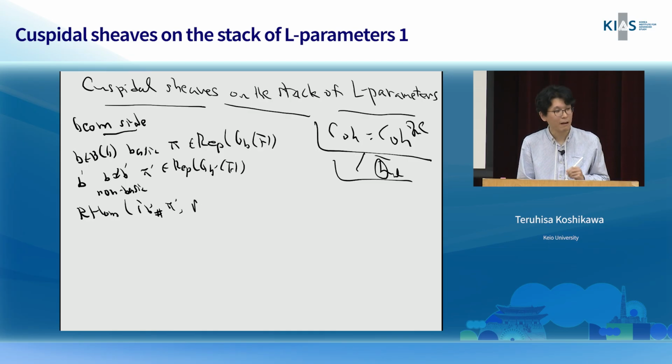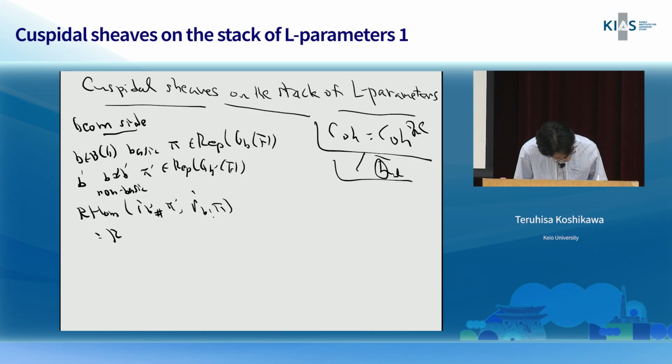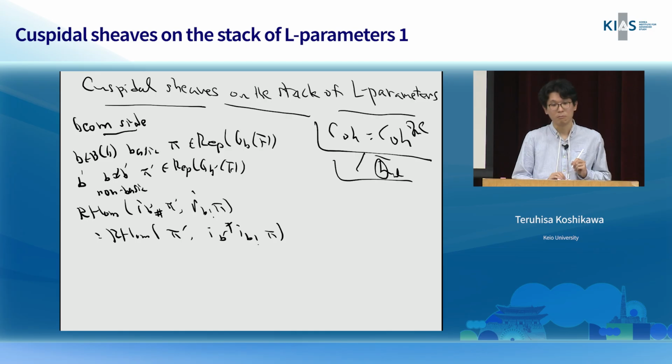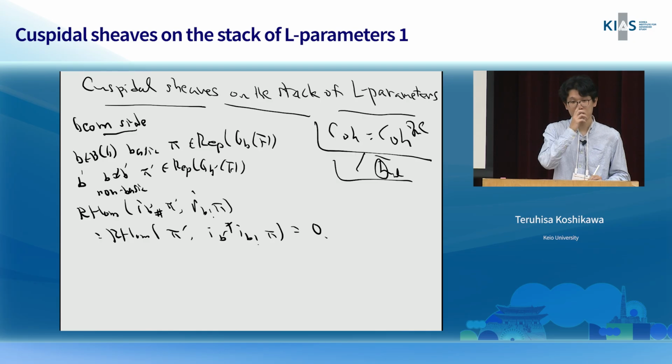So this functor is left adjoint to the pullback. So this is the first functor, and this is the pi prime. But b prime and b are different points, so this is just 0. So this vanishes. This is a trivial observation.